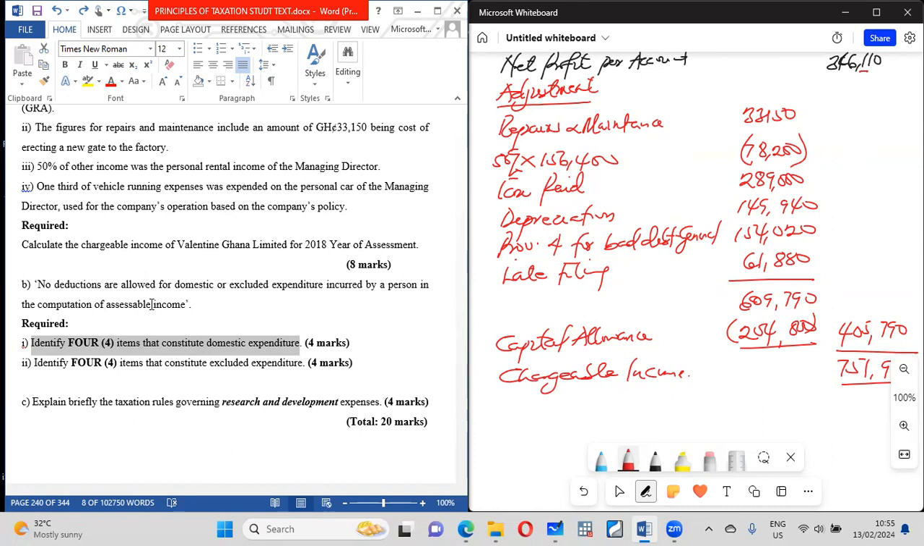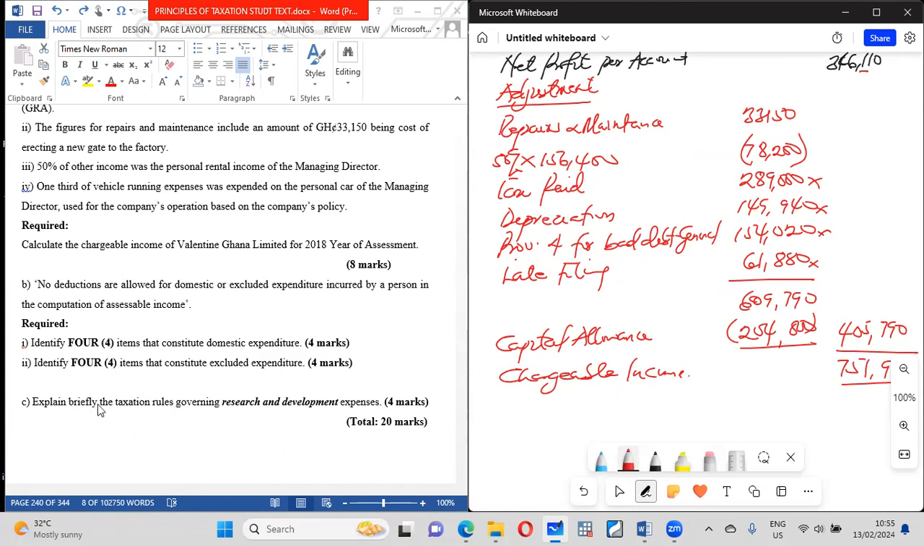All these are domestic. Then we have those things that constitute excluded expenditure. So excluded expenditure is what we did here. For example, this one, tax paid for previous year. Depreciation is also excluded. Provision for the general one was excluded. Late filing was excluded. So all these things, all right. In a way, we are trying to tell you disallowable expenditures. Okay, so that is that. If you paid a bribe somewhere, it's excluded and all those things. All right. So that is that.